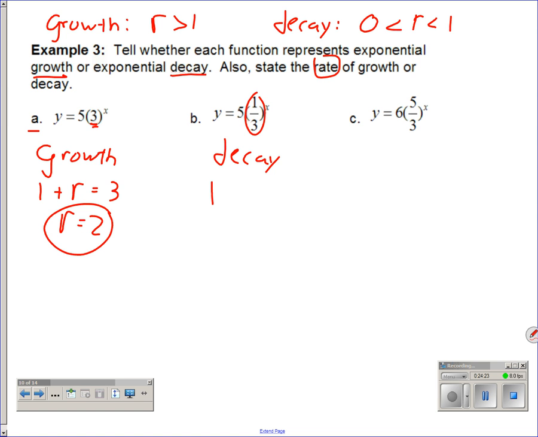Yeah, well, close. Think about how you set it up. 1 minus your rate equals 1/3. So just work backwards and maybe add r and subtract 1/3. What's 1 minus 1/3? 2/3?